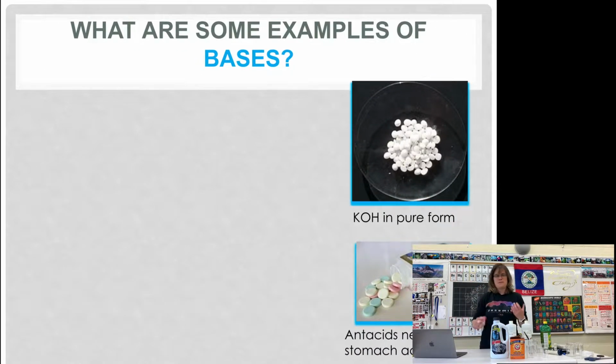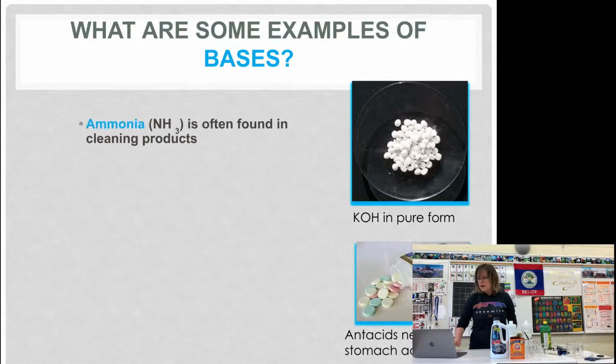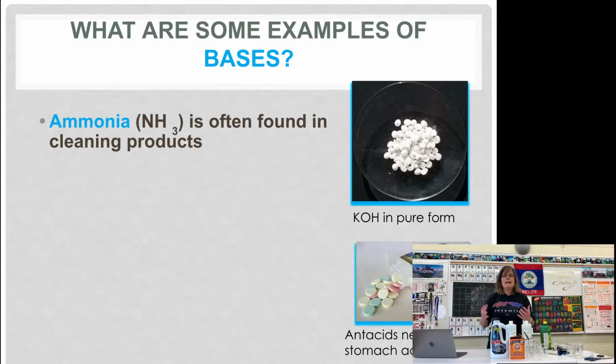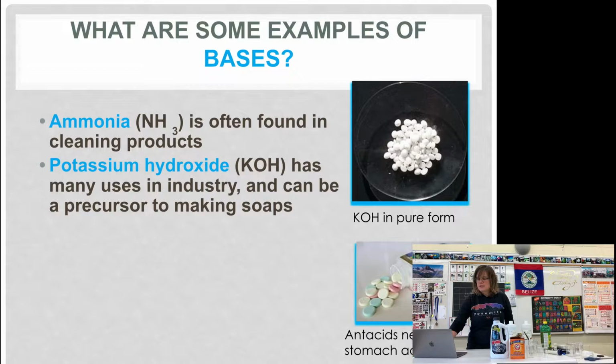What are some examples of some bases that you're recognizing? All right, so ammonia, NH3, it's often found in cleaning products. So basically ammonia is found in like your Tide or stuff like that. It's just a cleaning substance. Potassium hydroxide, KOH, has many industry uses and can be a precursor to making soaps.